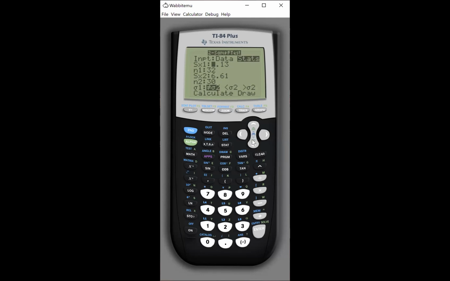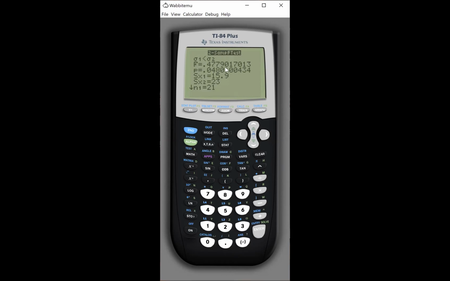So I'm going to say standard deviation of X1 is 15.9. N1 is 21. Standard deviation of X2 is 23. Sample size of that second population is 26. We said it was less than, so we go to calculate. Any questions so far, anything I enter into this calculator? All right, so let's go to calculate.